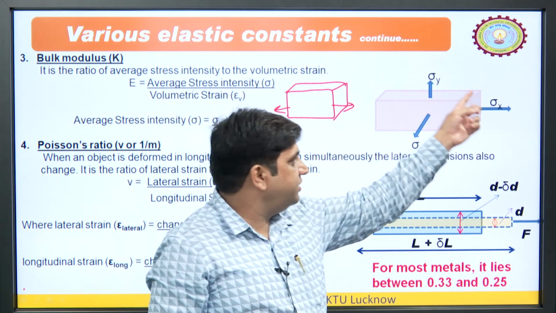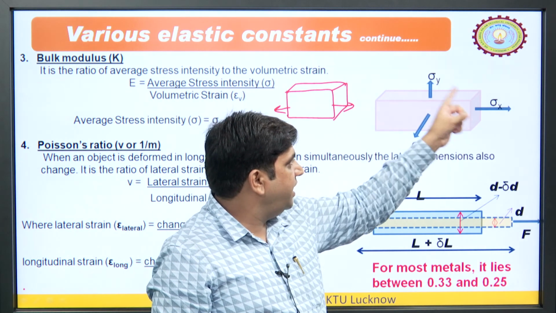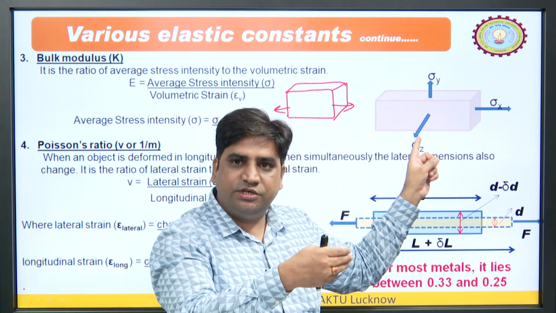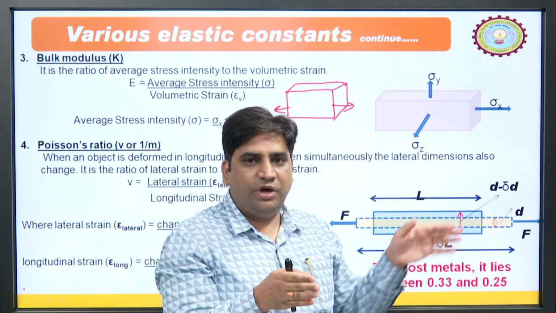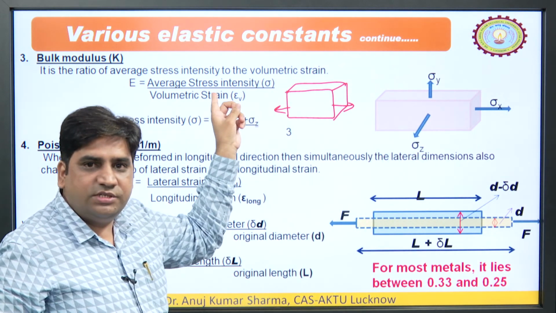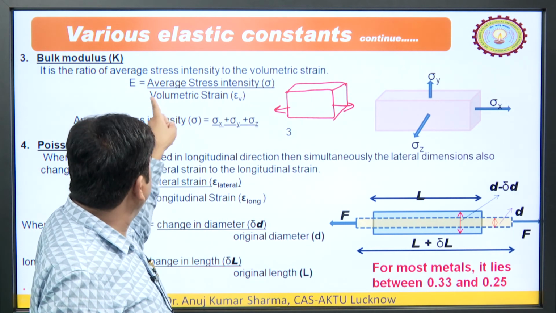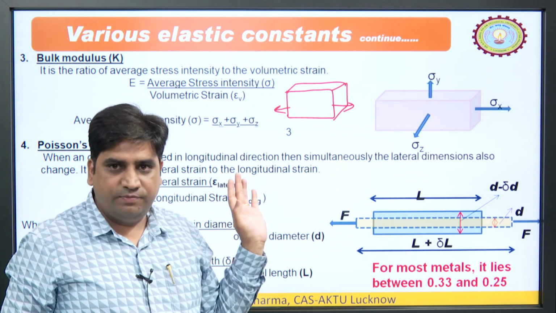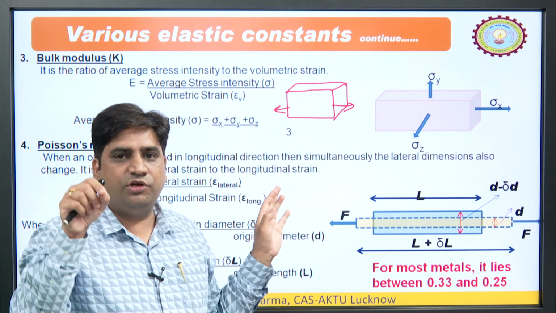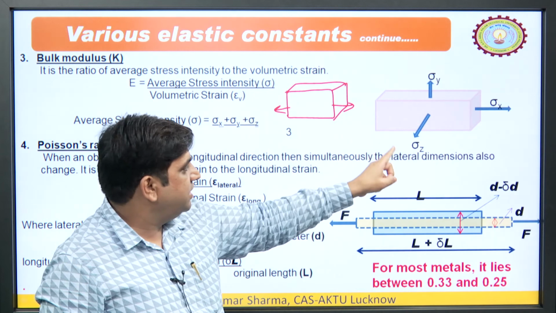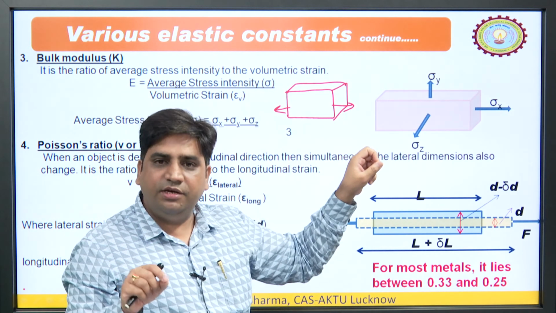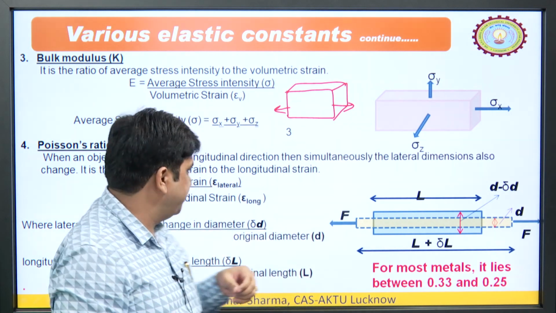Let us say this is the 3 dimensional object and we have sigma x, sigma y, sigma z, 3 stresses induced in 3 directions. So, we can take the average of these. Bulk modulus is the ratio of average stress divided by volumetric strain. Volumetric strain means change in volume upon original volume, and average stress means sigma x plus sigma y plus sigma z divided by 3, we can get the average stress.